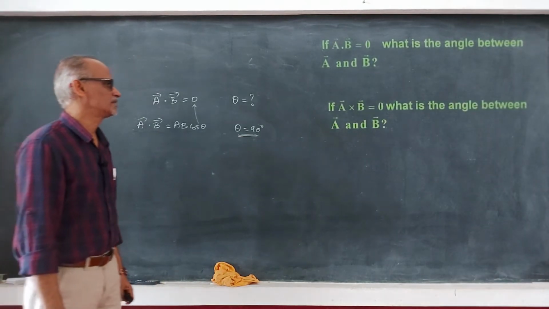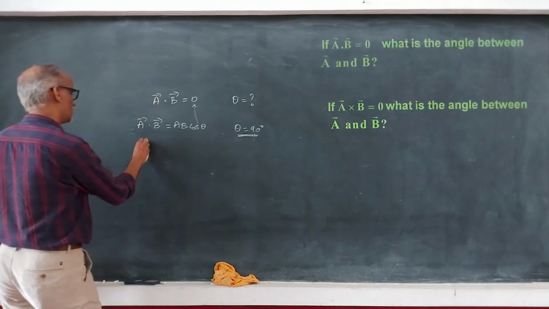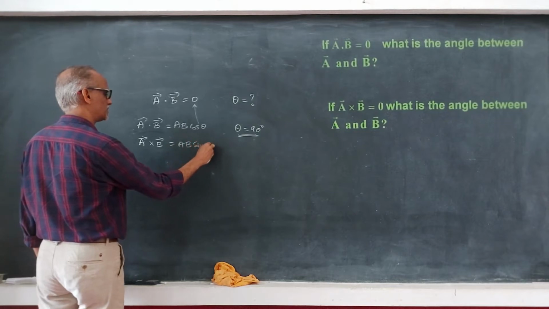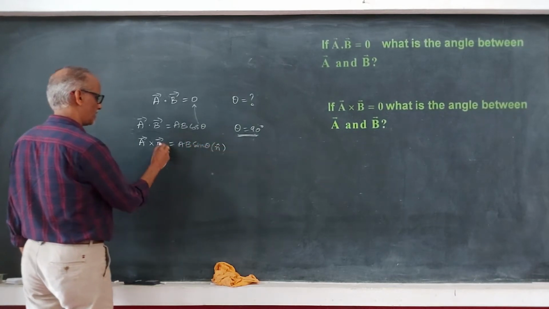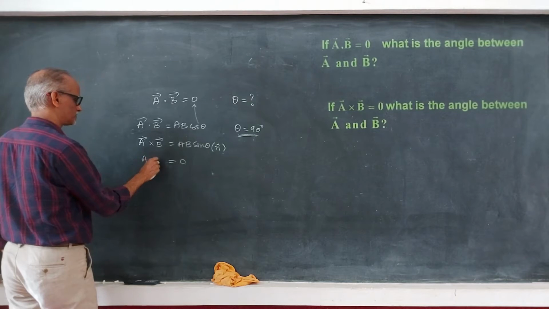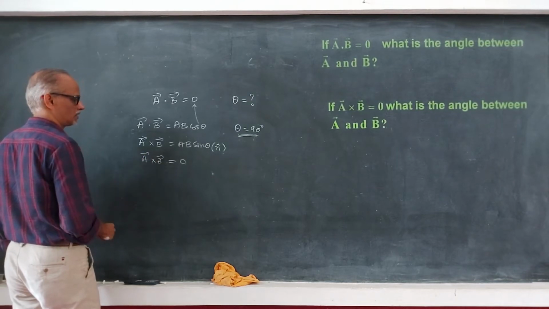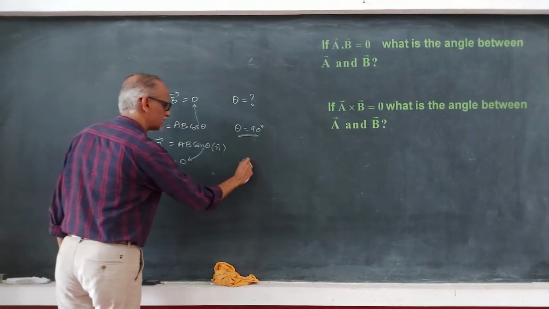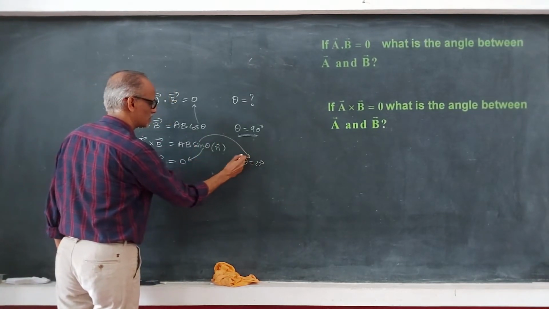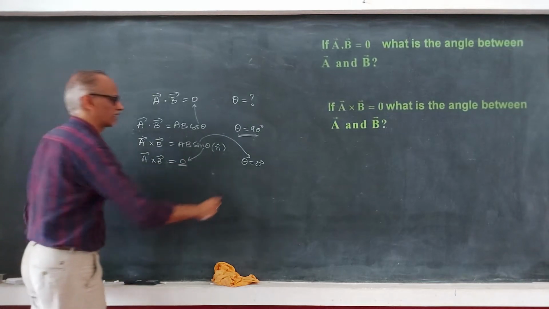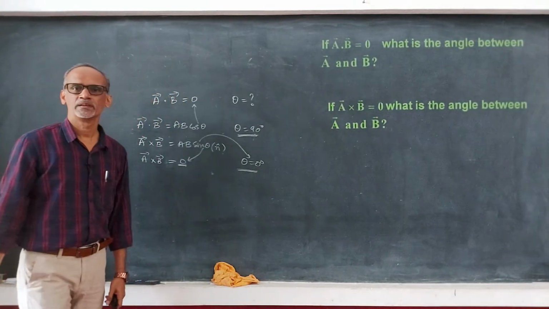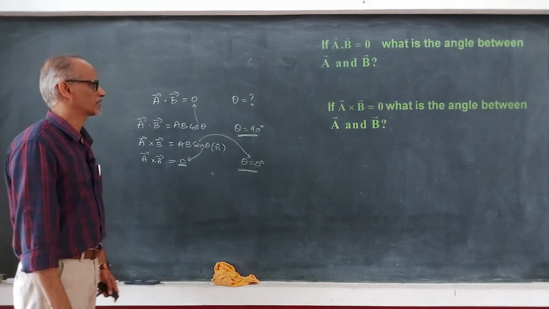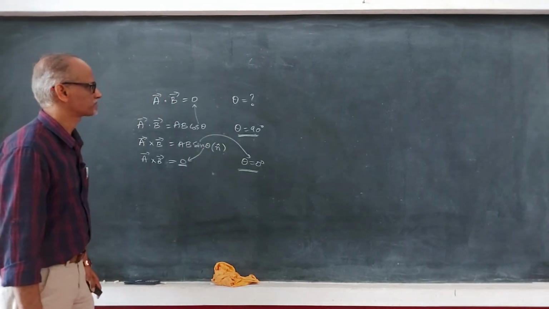Next, if A cross B is 0, what is the angle between A and B? A cross B is given by AB sin theta and then the unit vector, correct? And it's given that that's equal to 0. Okay. So for what angle do we get sine as 0? When theta is 0, sine is 0. So that's why the angle between the two vectors is 0 degrees. So these are all 1 mark questions which you can answer very easily.